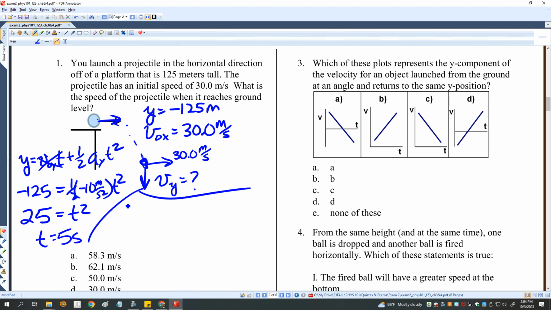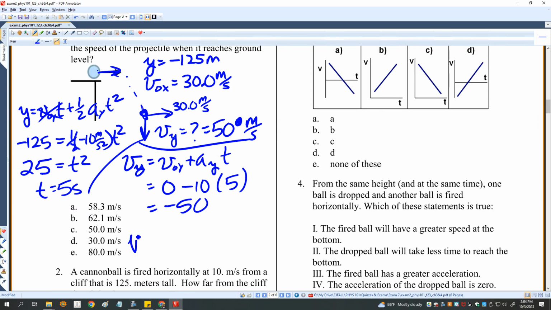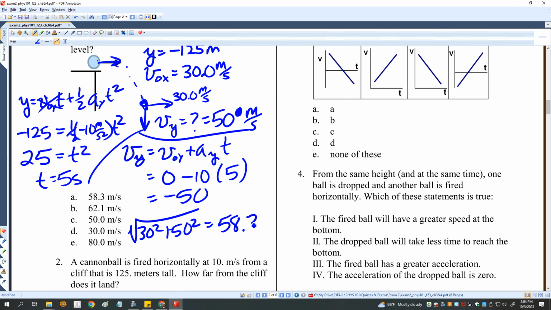Then I want to know what is the velocity in the y direction. That's going to be v naught y plus ay times t. 0 minus 10 times 5. That's negative 50. So I have two vectors down here. I have one that's 30 meters per second and another that's 50 meters per second. So to find the sum of those, I say the square root of 30 squared plus 50 squared. And that's going to be 58.3 meters per second.